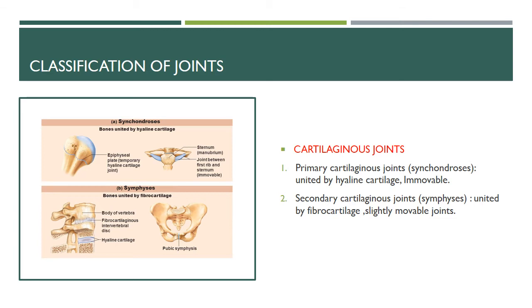Then secondary cartilaginous joints are symphysis. It means they are slightly movable and are united by fibrocartilaginous fusion between two bones. Examples are joints between the bodies of the vertebrae.